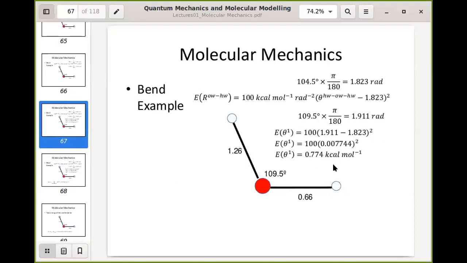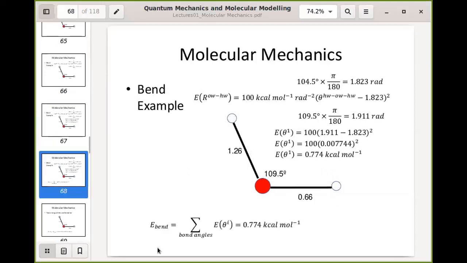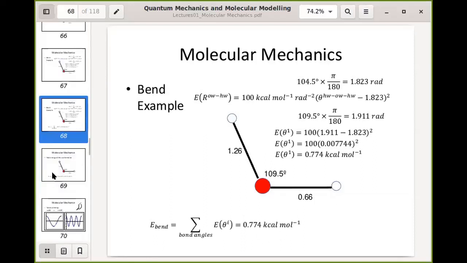Okay, so this is the energy due to this single angle. But if you want to calculate the E bend term, you have to sum up every single angle in the molecule, which fortunately in this case is only one term. So our total energy E bend for this molecule is 0.774. Just a minor point. I said at the start that in molecular mechanics, the total energy is the sum of bonded and non-bonded terms. And actually, for water, all other terms that we haven't dealt with, the values are zero. These are the only two non-zero values for water.